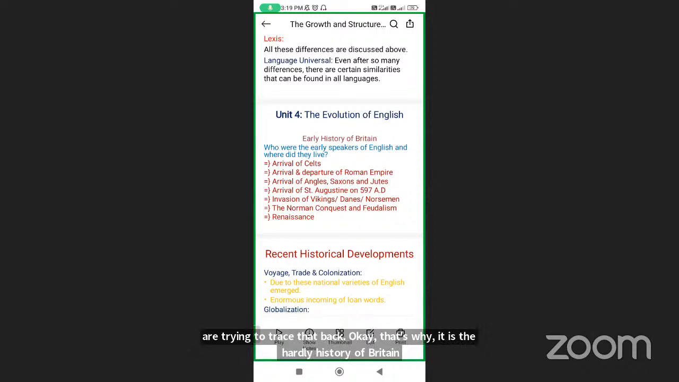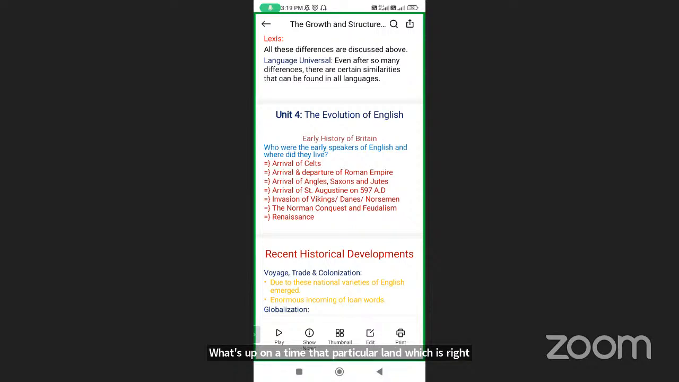Once upon a time, that particular land, which is right now known as England, was an open land which was occupied by a few nomadic or tribal people known as the Celts, C-E-L-T-S. They came to England somewhere in 43 BC, before 43 AD. 43 AD means after the birth of Christ.